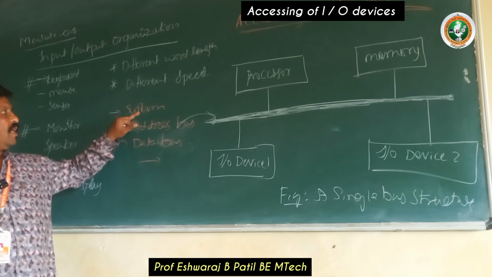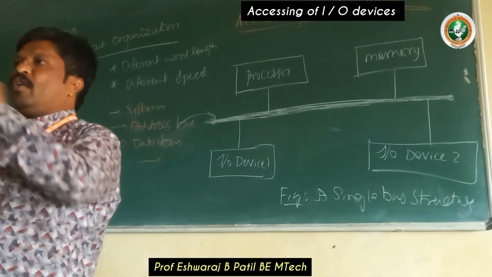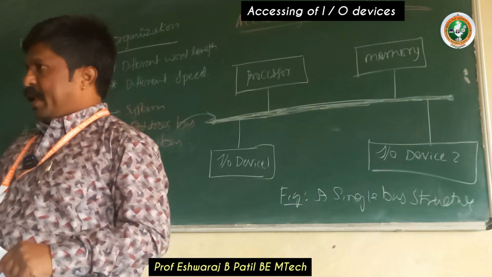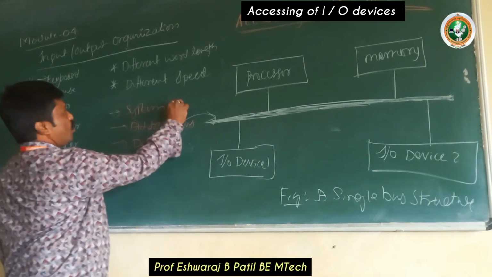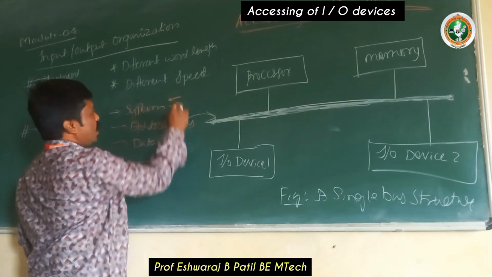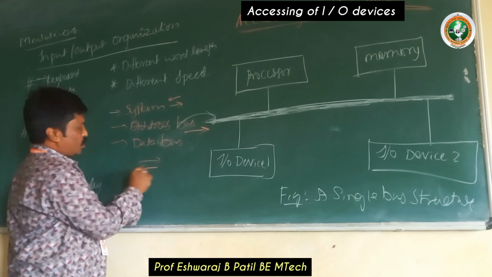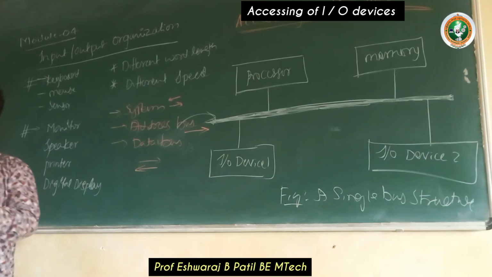Also, the system bus is sometimes called the control bus. It will control all the IO devices. The system bus is also bidirectional. The address bus is only unidirectional, and the data bus is bidirectional. You should remember this.